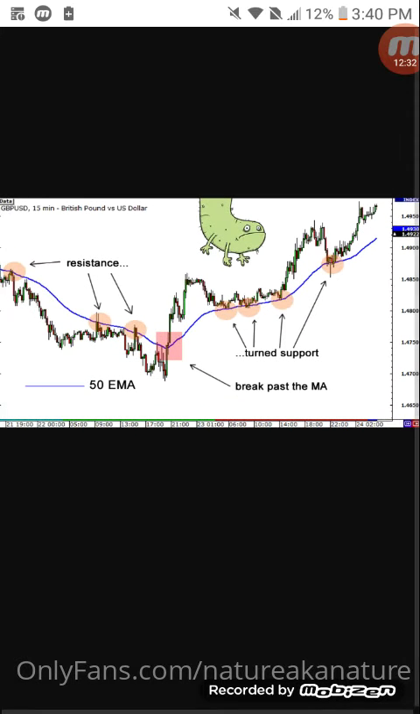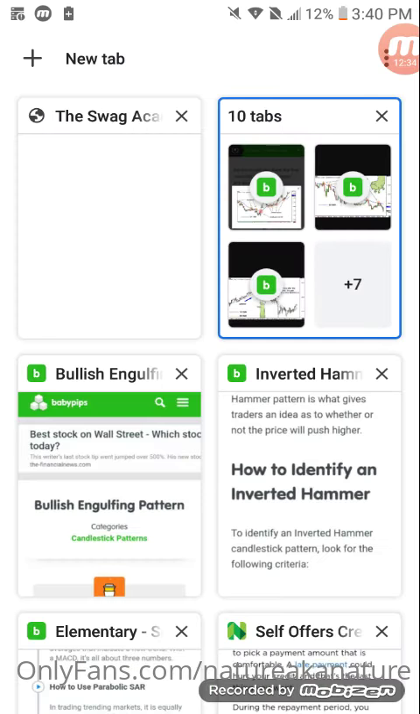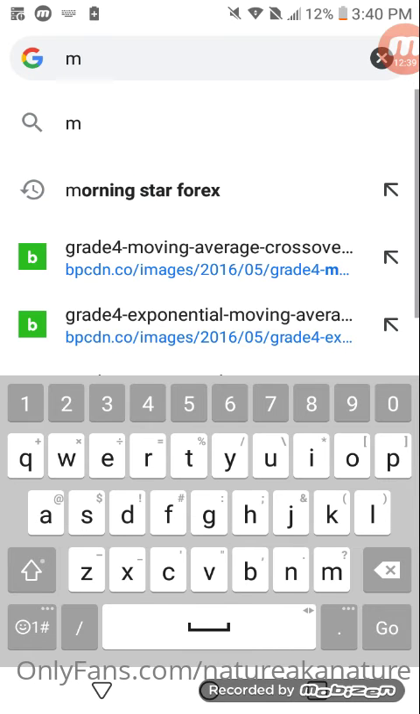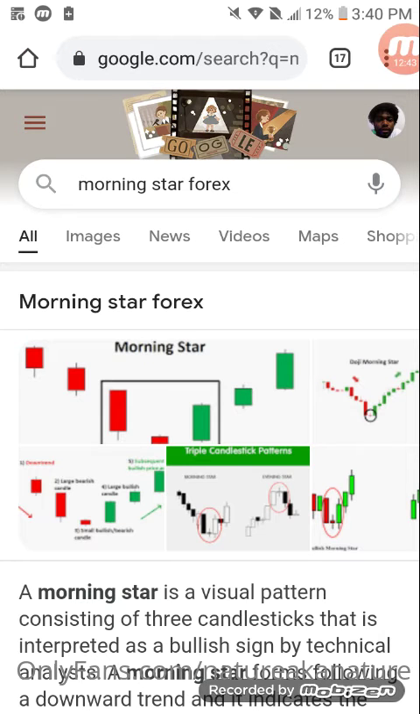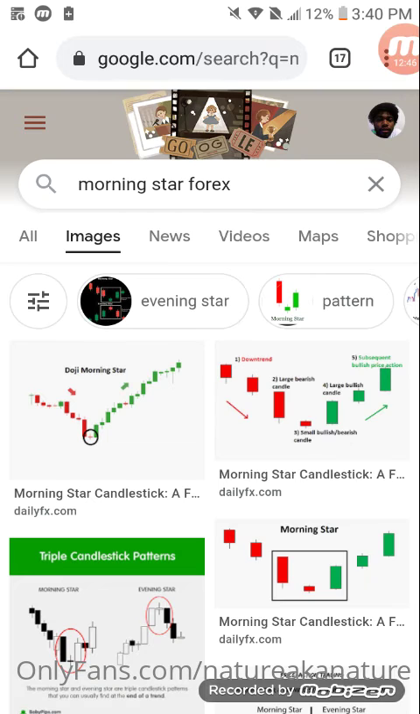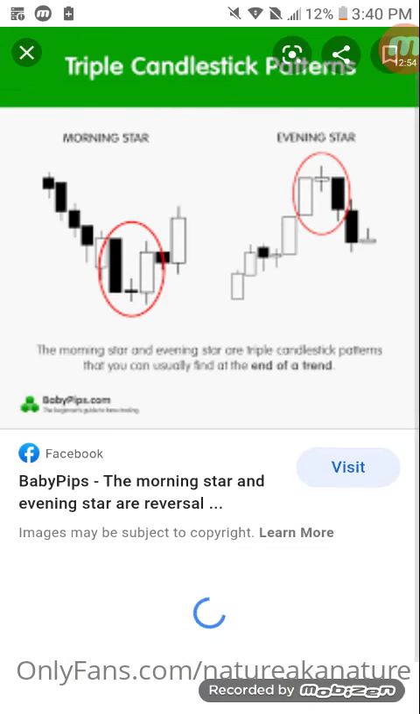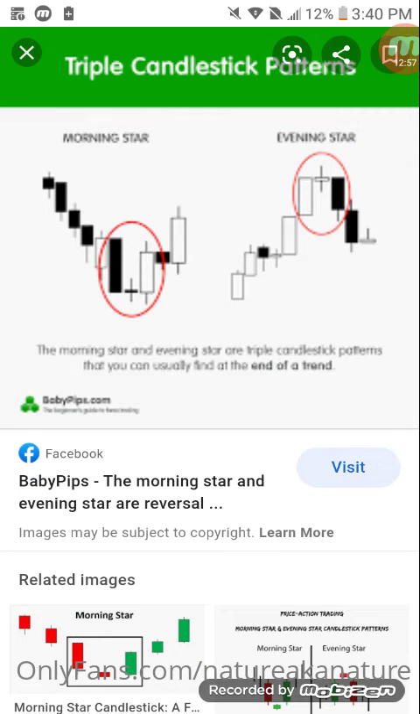Hold on, let's go back. A morning star in Forex. Okay, it also made a morning star pattern: one red candlestick followed by indecision, and a green candlestick, or a black candlestick followed by indecision in the market, and then a white candlestick. So that's a morning star.